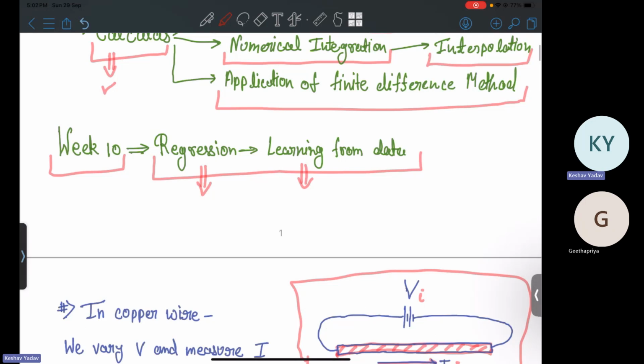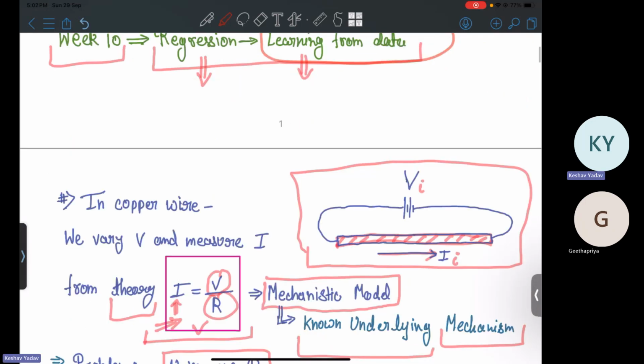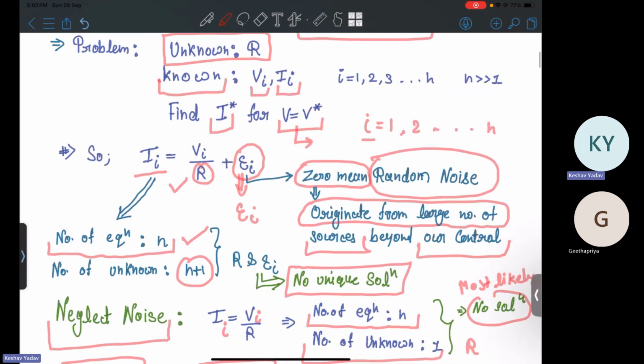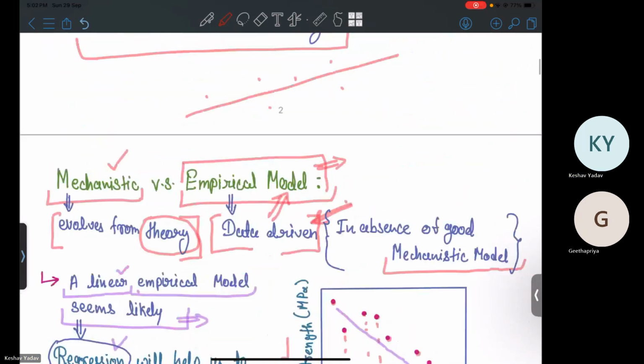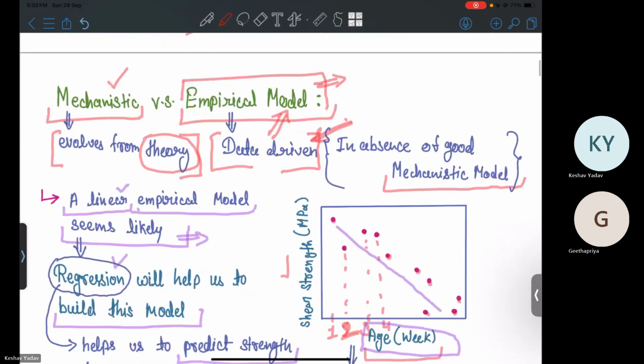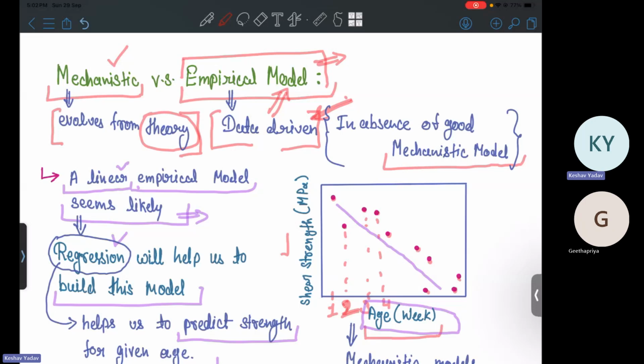Week 10 revolves around the regression, which is nothing but the training of the data. So what we do in the regression, if we have a mechanistic model, we try to predict the parameter, such as R in I equal to V by R.